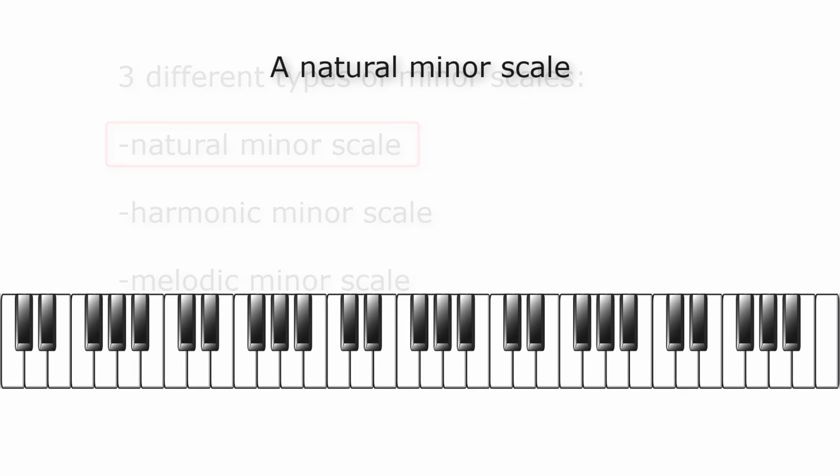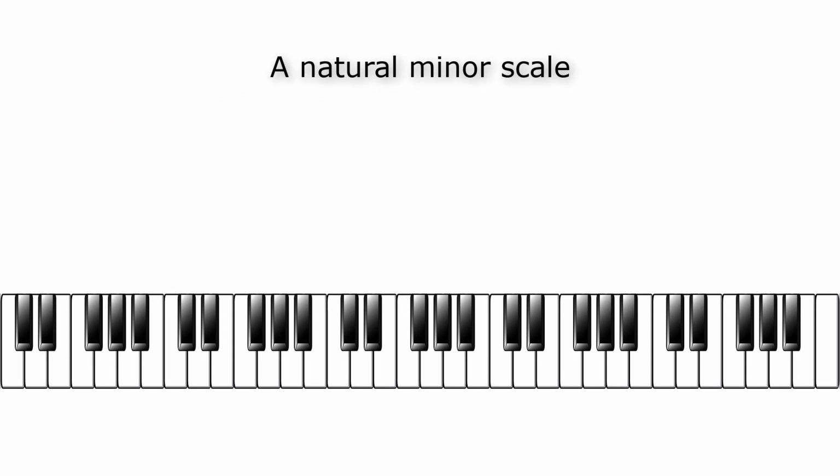We will start with the A natural minor scale, because that's the easiest minor scale. It has, like C major, only white keys. It means that we start on A and go up to the next A by playing only white keys. So A, B, C, D, E, F, G, A. And that's the A natural minor scale. To be honest, I very often just say simply A minor scale and leave out the word natural. But of course I should say A natural minor scale.